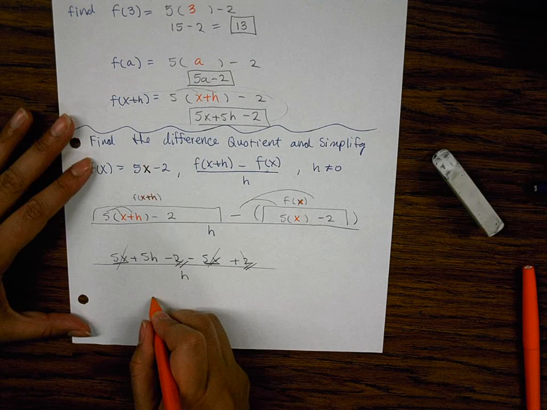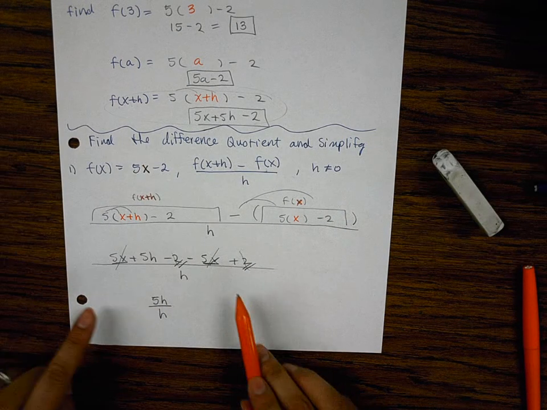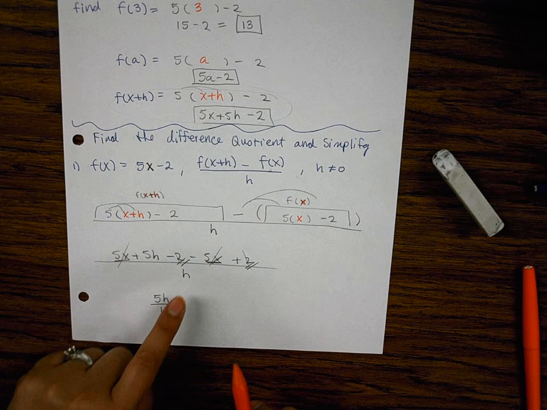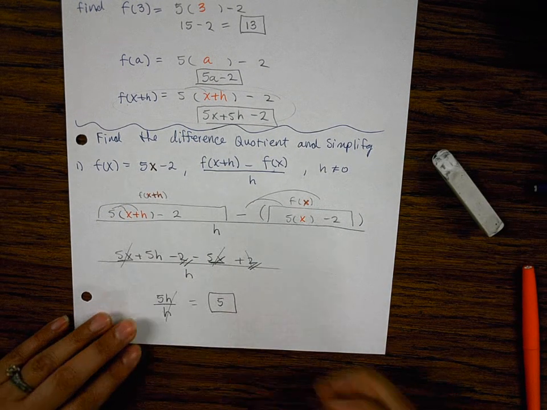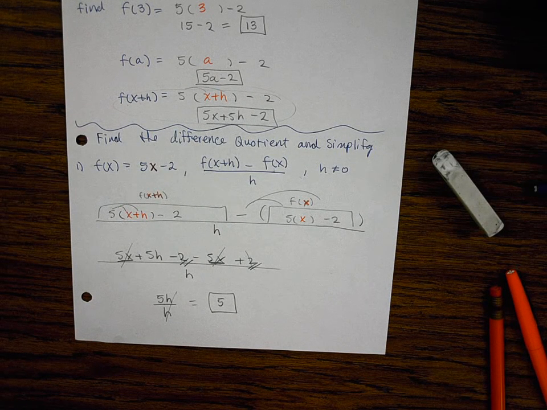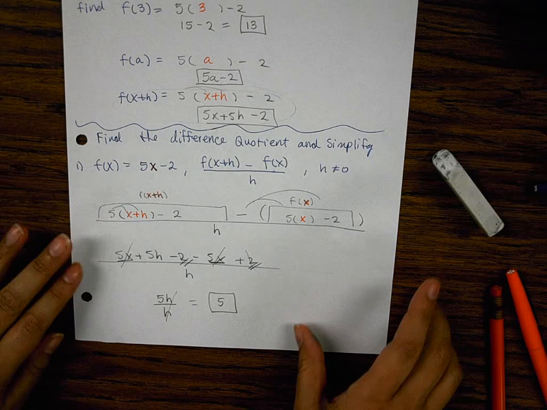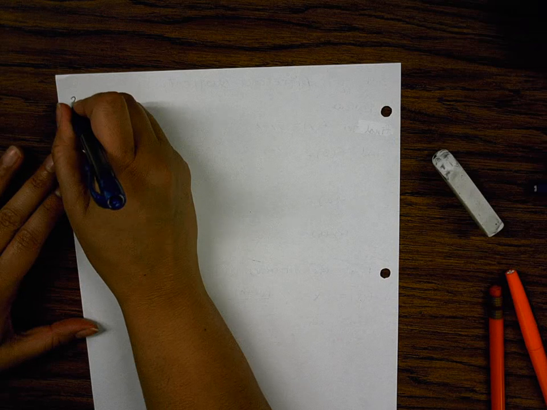Negative 2 and positive 2 cross out. And that leaves me with just the 5h at the top and 1h at the bottom. Do you guys see that? Crossed out, 5h over h, reduce, 5 is my final answer. And yes, you will be expected to know how to do this, so you want to make sure you get the practice. Okay, number 2.